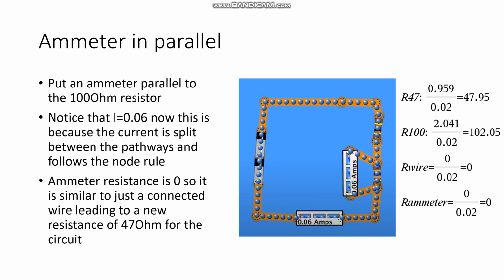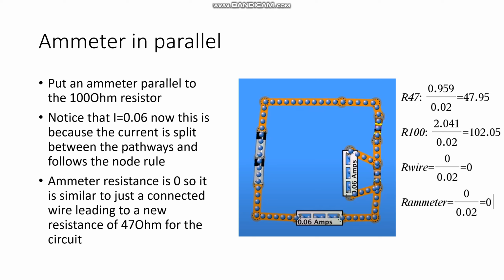So the current moving into the node has to be equal to the sum of the current within the two paths. And since an ammeter has negligible resistance, it basically acts as a wire. So it's indirectly cutting off the 100 ohm resistor, leading to a new equivalent resistance of 47 ohms for the circuit, which greets the current, so we can still have a 3 volt drop.